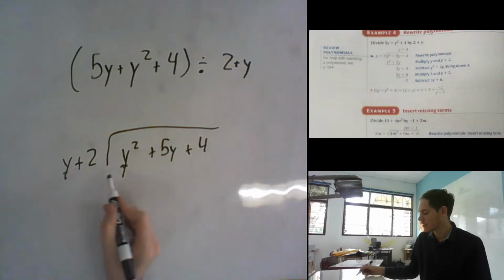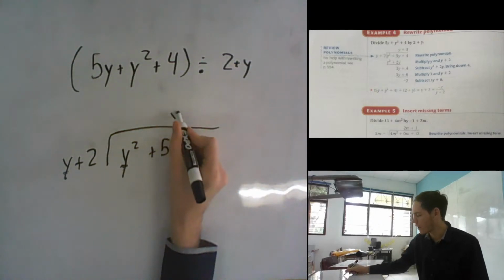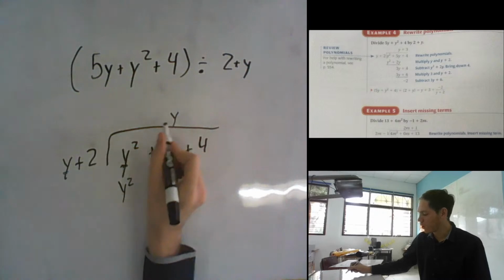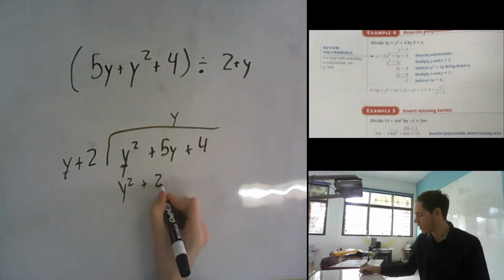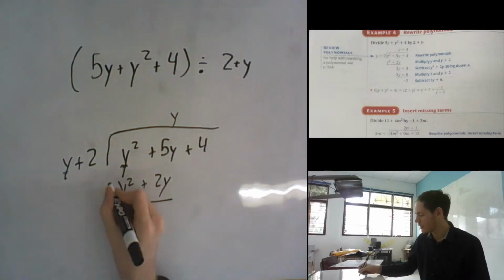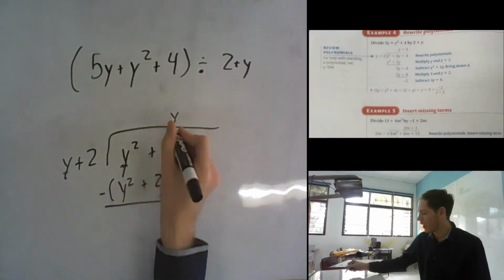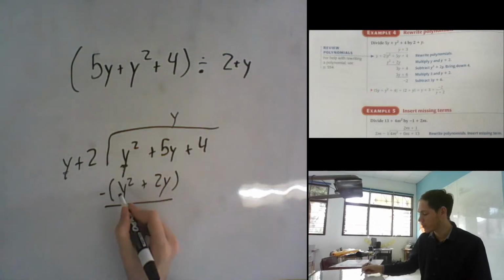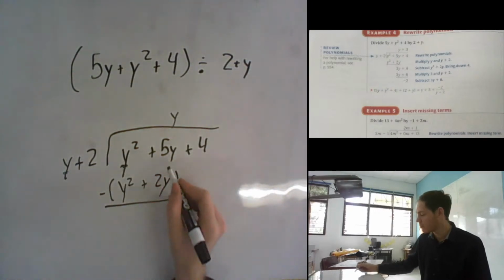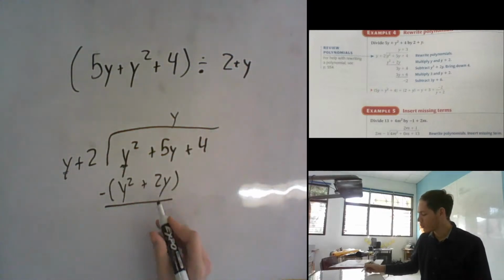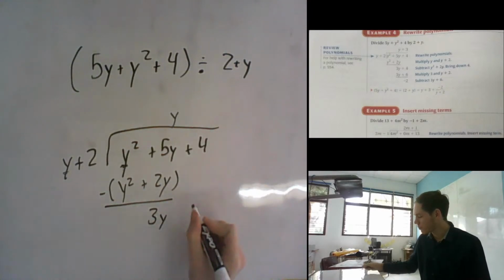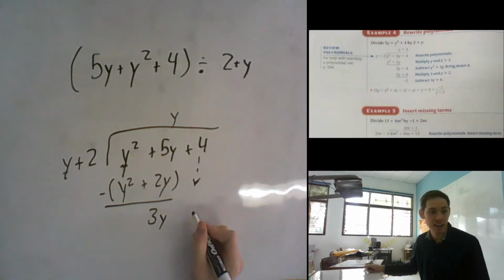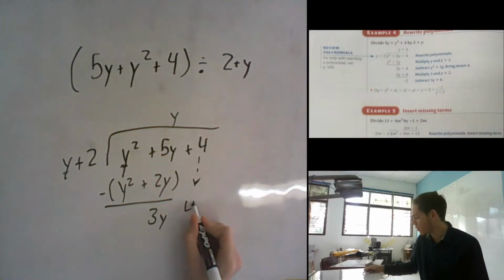Which is, you look at the first term. How many times does this go in here? Well, that's just y, right? Y times y is y squared, and y times 2 is 2y. The next step after you multiply this times this is you subtract. So you get y squared minus y squared. That's just 0. 5y minus 2y is 3y. And the next step is you drop down this. I won't do this arrow every time anymore. You drop down this 4, so plus 4.